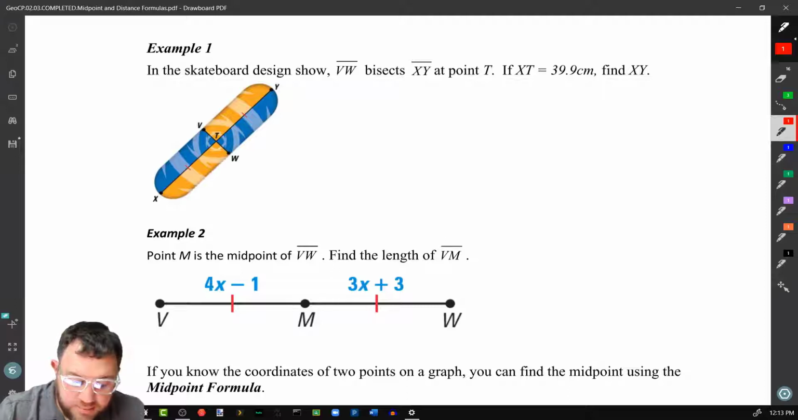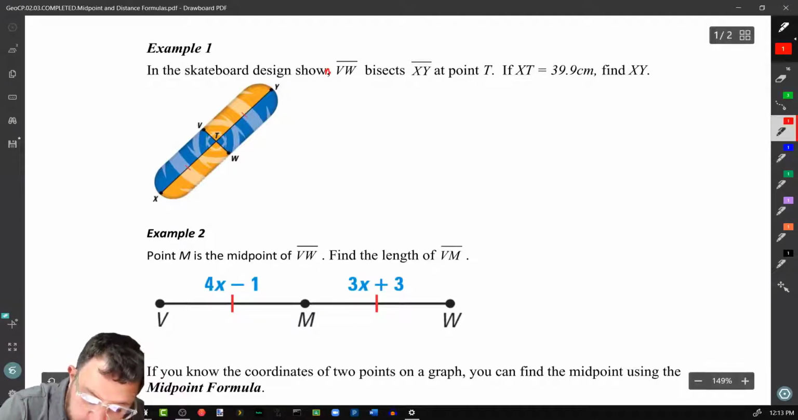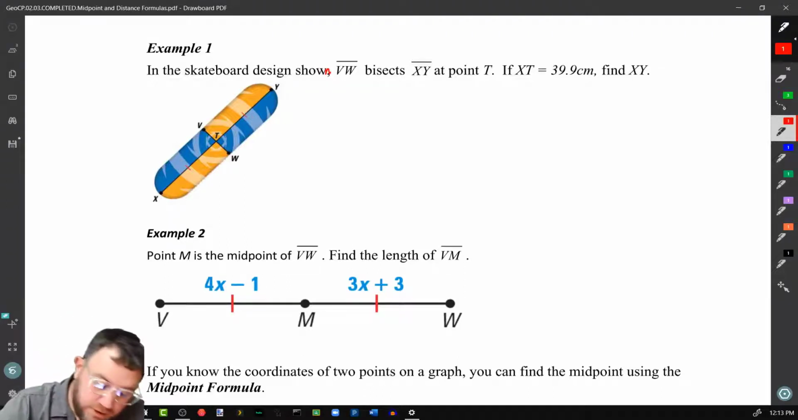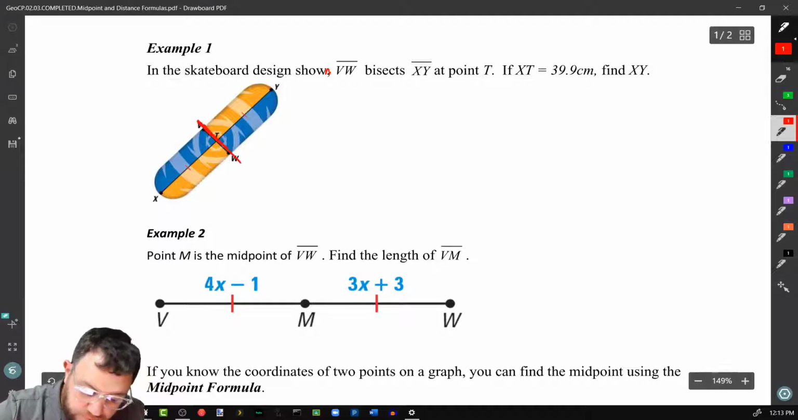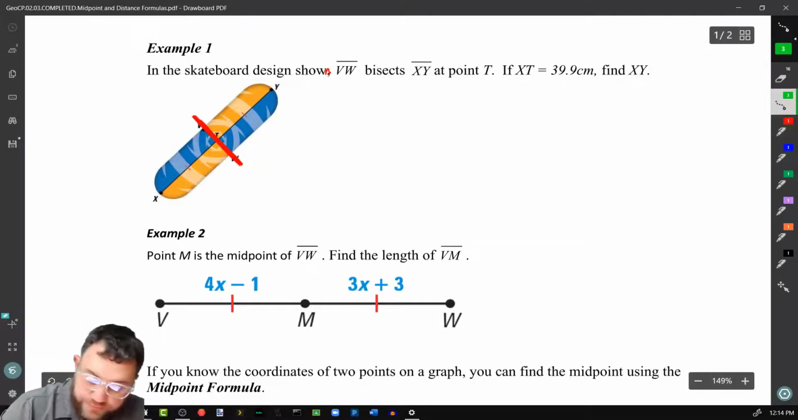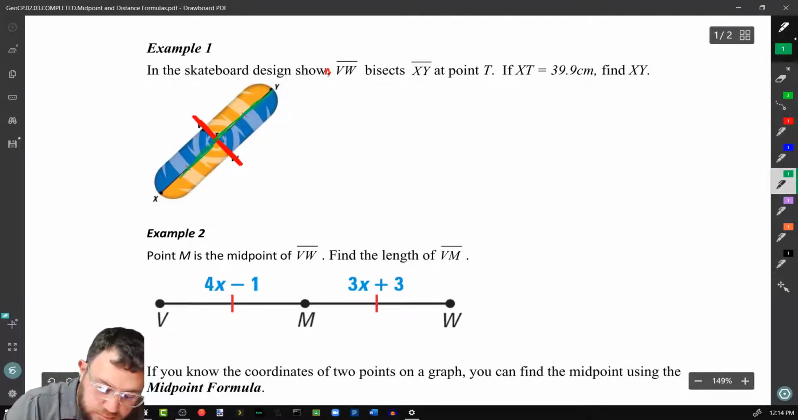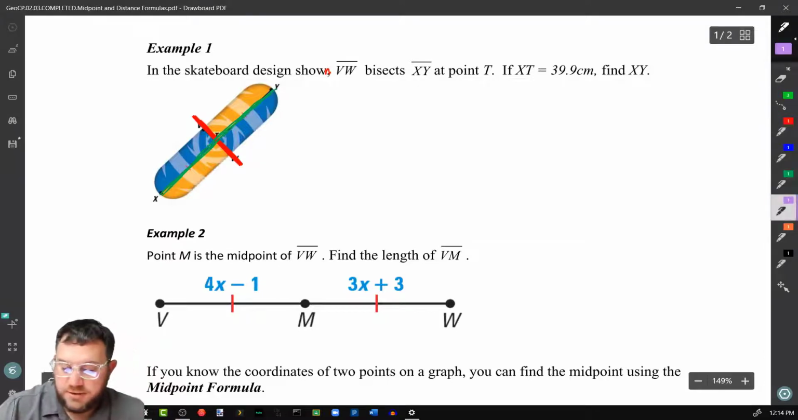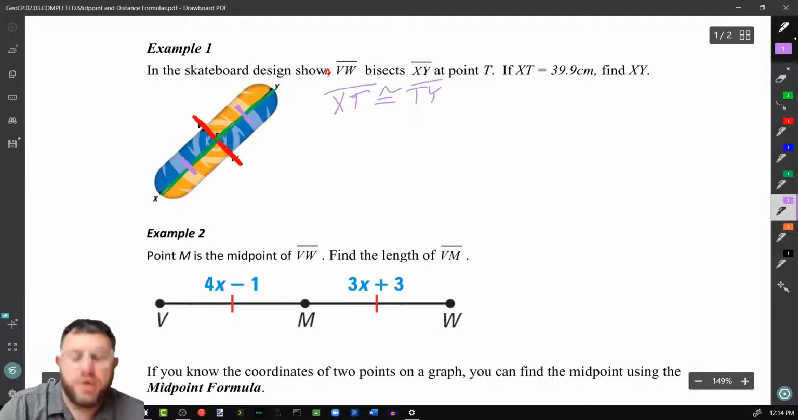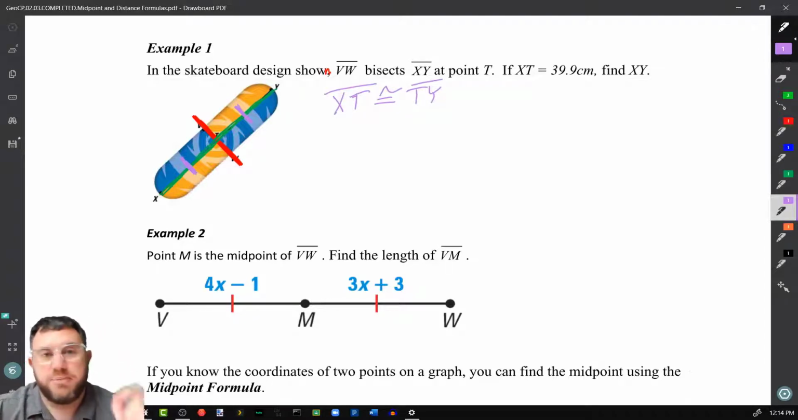Alright, example 1. In the skateboard design shown with an N, VW bisects XY at point T. So we know that VW is this part I just marked in red. It bisects, I'm going to use green, XY. Because of that, we know that XT and TY are congruent. So I'm actually going to write that in. XT is congruent to TY. We know that because VW bisects XY.